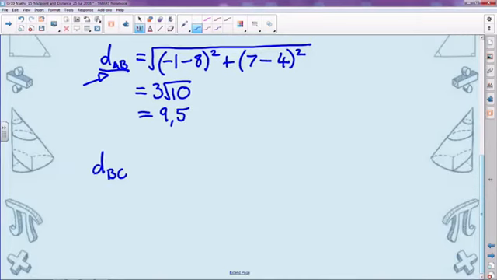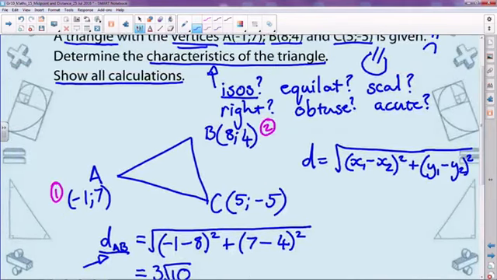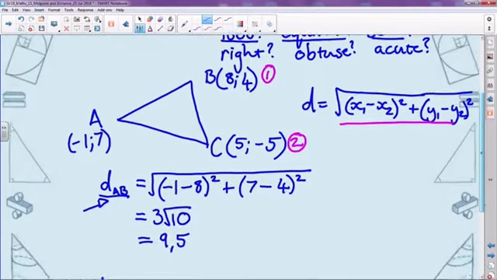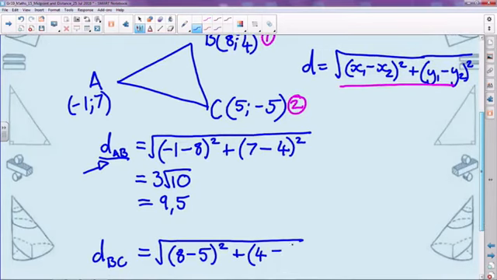Why am I finding all of the distances? Because I want to compare them to see if they are isosceles, equilateral, or scalene. Now let's change the labeling, because now we're doing BC. I'm going to call B number 1 and C number 2, and that will just help me with using my distance formula. So it's going to be the square root of 8 minus 5 squared plus 4 minus -5 squared.